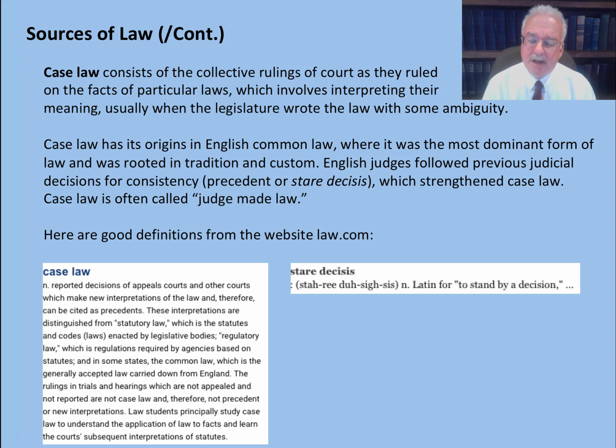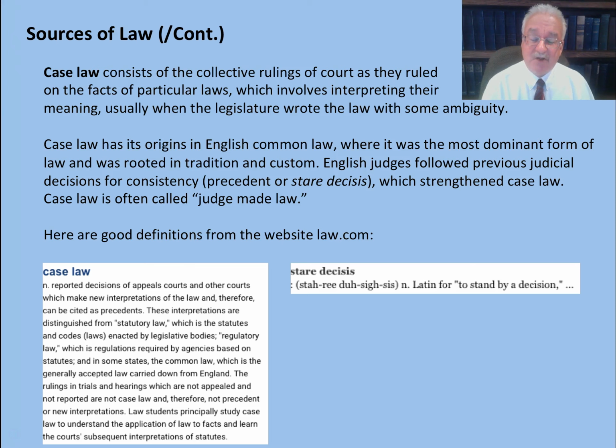Here's a definition. Case law is reported decisions of appeals courts and other courts which make new interpretations of the law and therefore can be cited as precedents. These interpretations are distinguished from statutory law, which is the statutes and codes enacted by legislative bodies, regulatory law, which is regulations required by agencies based on statutes, and in some states, the common law, which is the generally accepted law carried down from England. So again, you can read the rest of that definition.